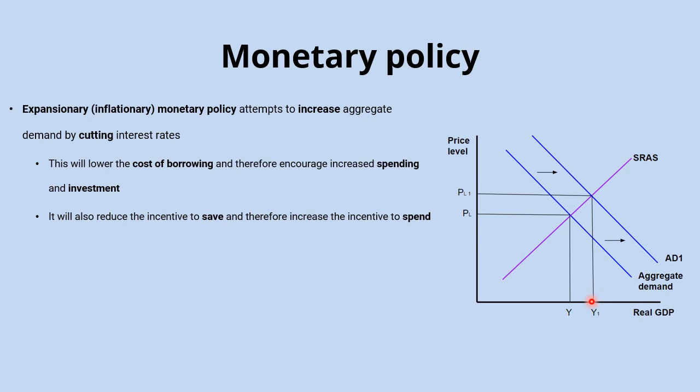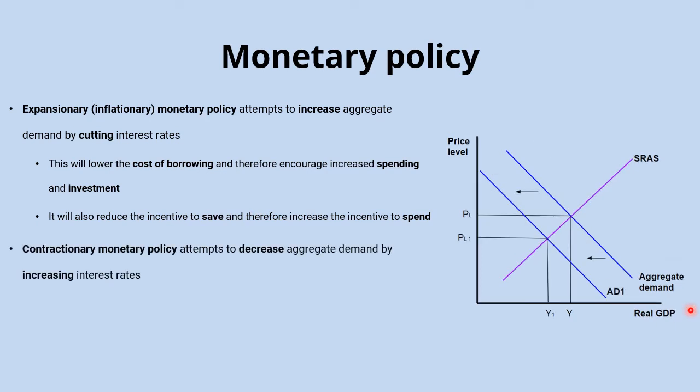Now, the trade-off of these expansionary policies are that, as you can see on the graph, price level rises as a result. So you have to cope with the inflationary pressure that comes as a trade-off from boosting that real GDP. Now, contractionary monetary policy attempts to decrease aggregate demand by increasing interest rates. So it sets that whole process into reverse, and it's used when we're worried about rising inflation.